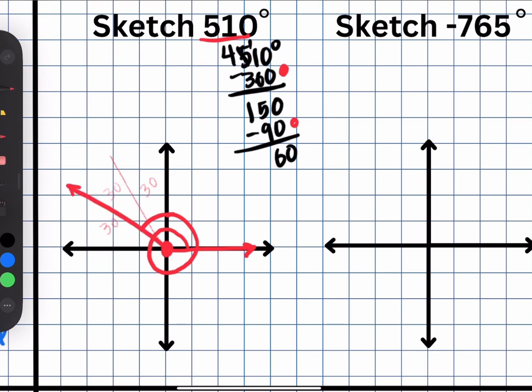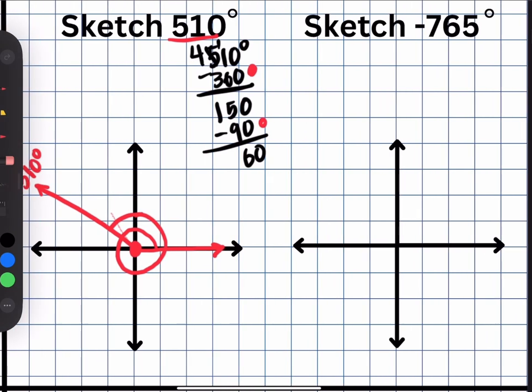And so this is the angle of 510 degrees positive. And I don't need these sketches, so I can go ahead and get rid of them. Great. Moving on to negative 765. So same thing. These are really big angles. So I'm going to start by seeing if I can graph 360 at least. This is going to be in the negative direction. Great. I could for sure graph 360 degrees in the negative direction.